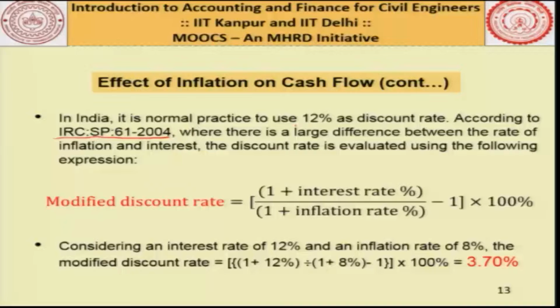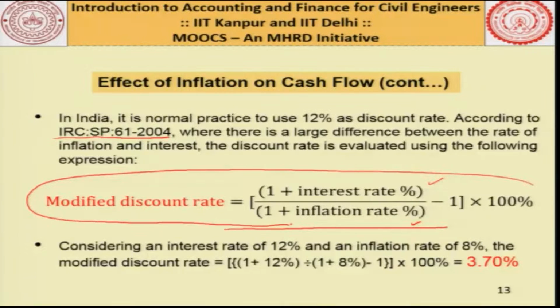But let us say, for example, if your rate of inflation is high, we should go in for modifying our discount rate. So, for one small example, I have assumed that the difference between the rate of interest and rate of inflation is not large, they are comparable. And so, I can calculate this modified discount rate using this formula. It is given in this particular code. It says 1 plus interest rate percentage divided by 1 plus inflation rate percentage, minus 1, multiplied by 100%. So, this is how you calculate the modified discount rate.